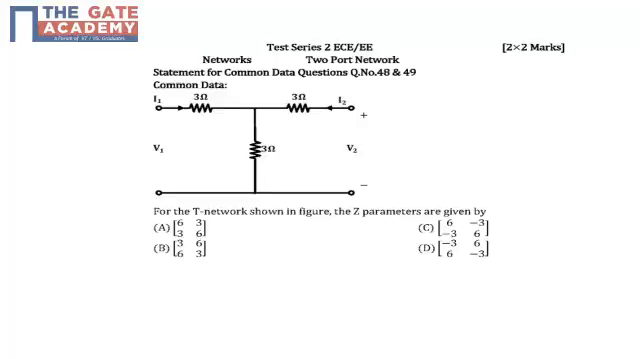Hello friends, this question is from a test series 2 from the subject of networks and the topic name is two-port network. It's a common data question. In the problem we are given one T network and we need to find the Z parameters of this T network, all 4 Z parameters, Z11, Z12, Z21 and Z22. We need to calculate the value of all 4 and form the Z matrix.